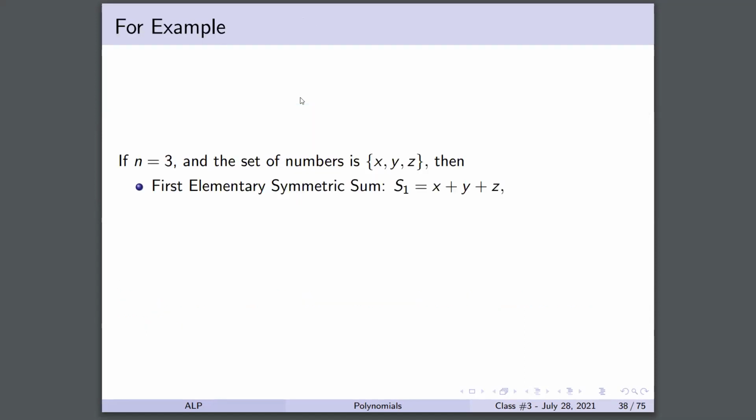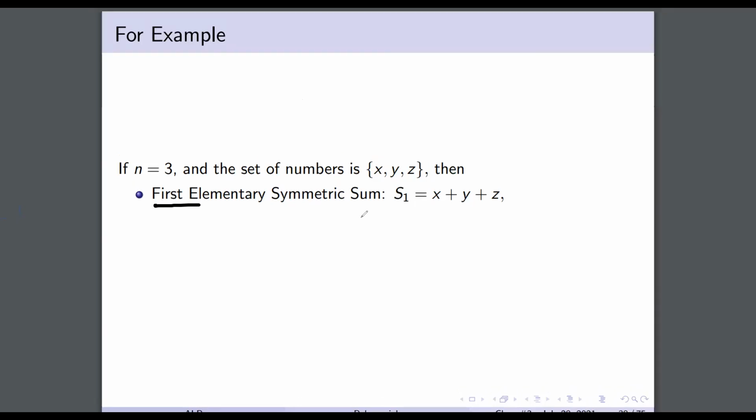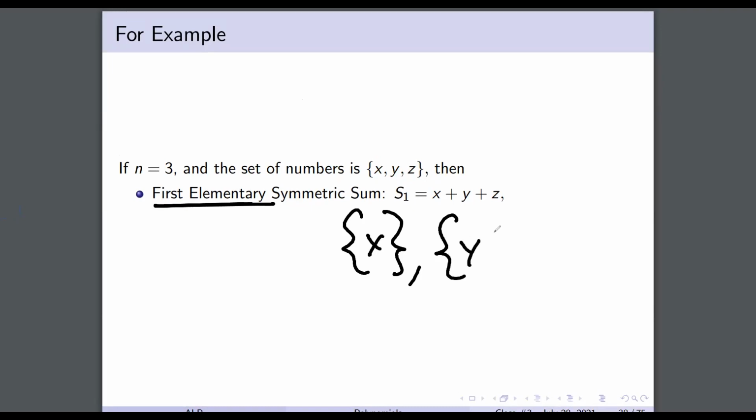So if n equals 3, then the first elementary symmetric sum would be s of 1. Basically, since we're looking at the first, we would have sets that only contain one element. So it would be just x, y, and z. Now, let's erase all of this.